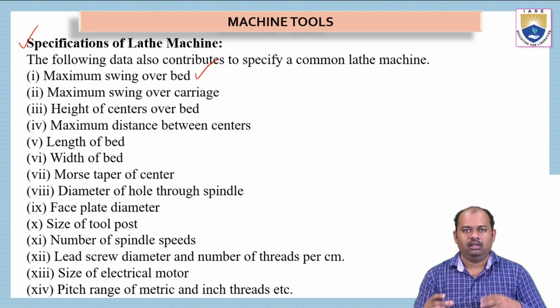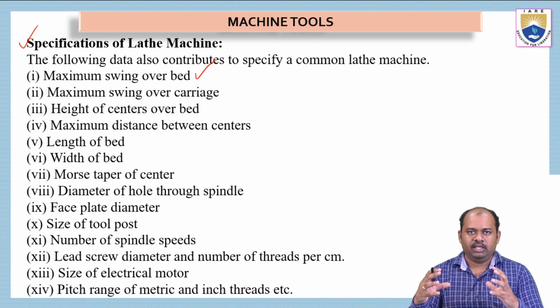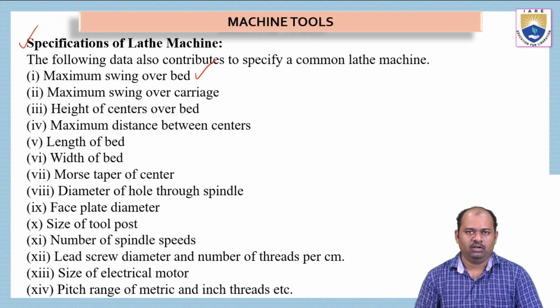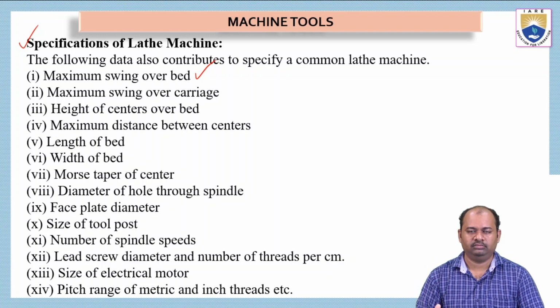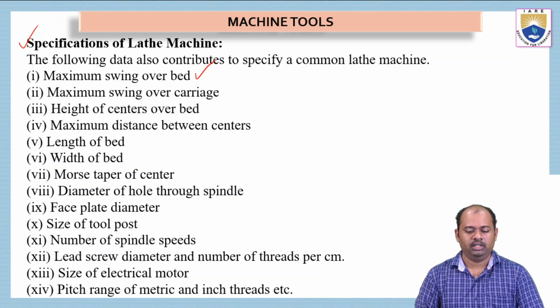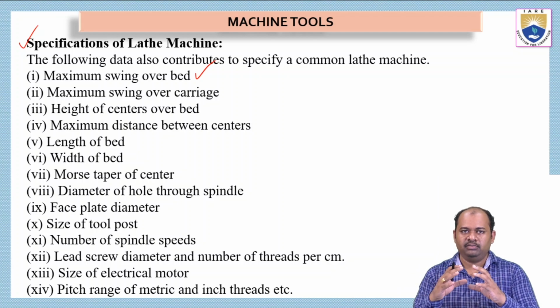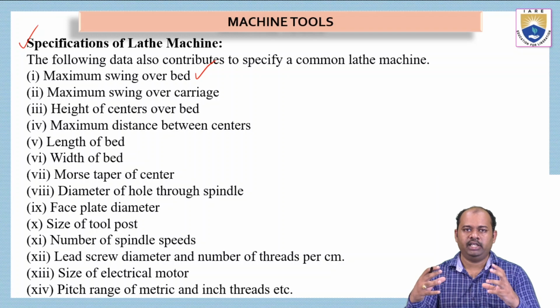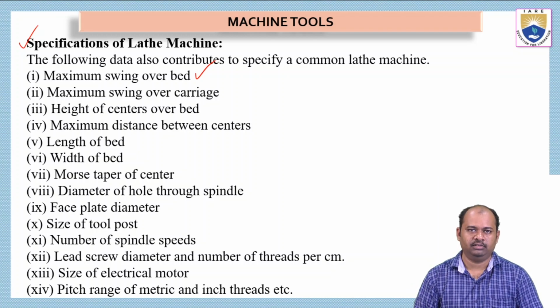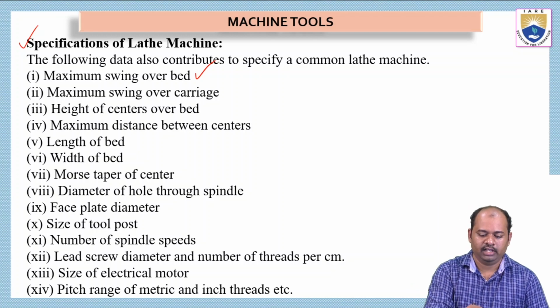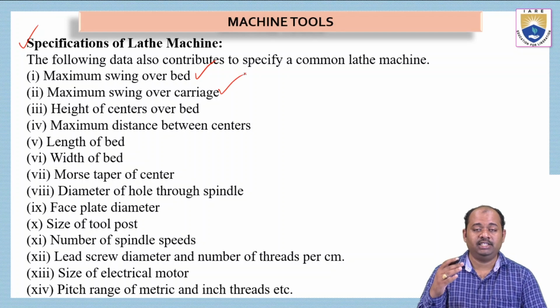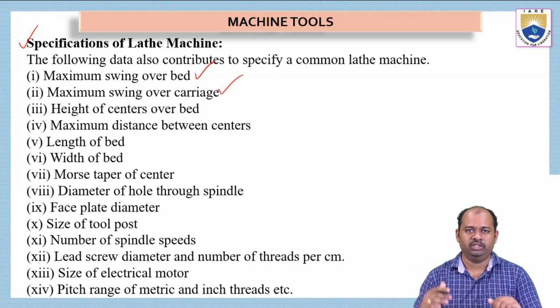That means when the workpiece is inserted into the headstock, it will be rotating. While rotating, it should have some maximum swing. That means the maximum area within which it can rotate is called the maximum swing. And then the second one is maximum swing over carriage.